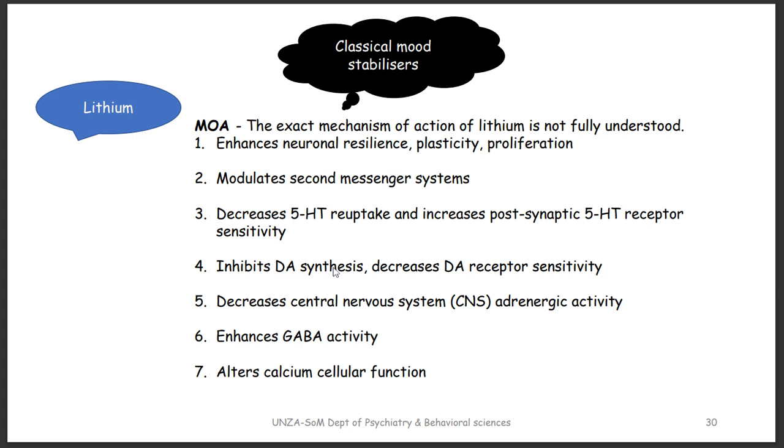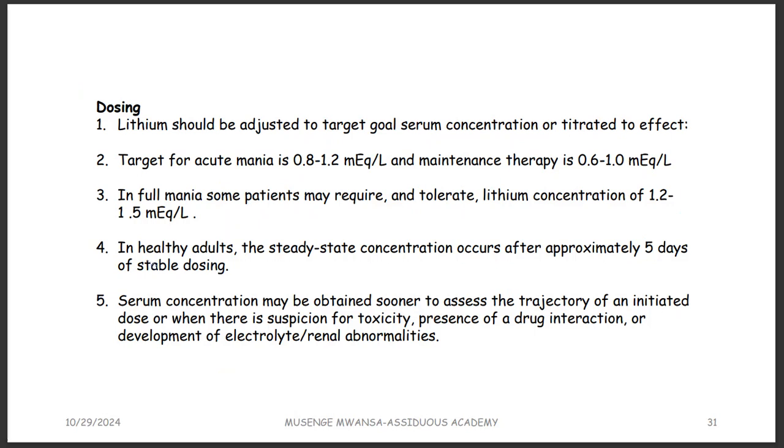But they inhibit dopamine synthesis. They decrease central nervous system adrenergic activity. They also enhance GABA activity, because GABA will inhibit nearly all the neurotransmitters. And they also alter calcium function and modulate the second messenger system. Okay, so that is the mechanism of action. When you are giving lithium, you start at low doses and then titrate until you reach a good dose. But you don't want to go much beyond, because lithium toxicity isn't good at all.